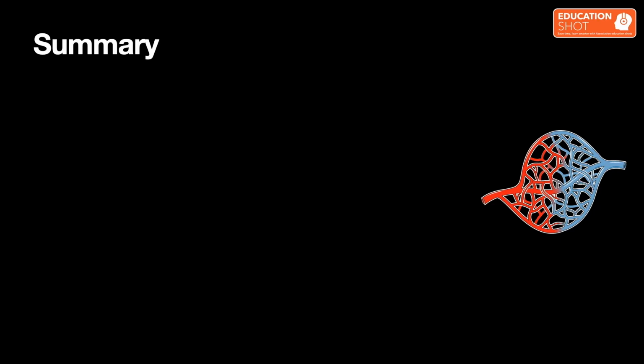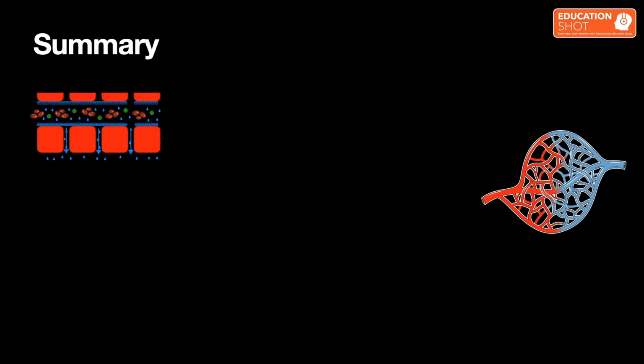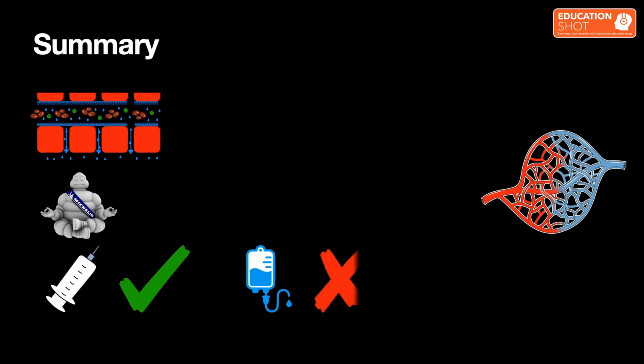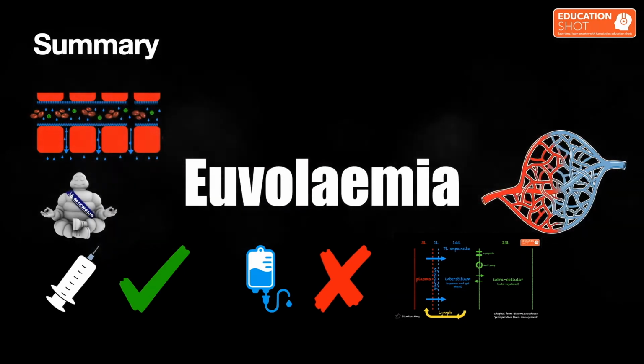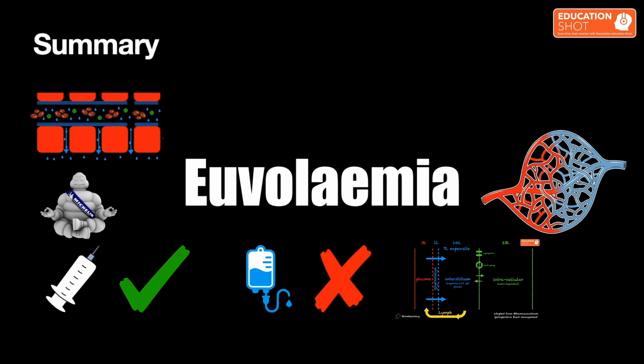So, in summary, filtration occurs down the whole length of capillaries. Any infused fluid stays in the vessels in hypovolemia, but causes edema when there is not hypovolemia. Sepsis and pancreatitis don't cause hypovolemia, and we should use vasopressors, not fluids, for these. Fluid distribution is more complicated than we thought, and just like the macrocirculation, the microcirculation works best at euvolemia.